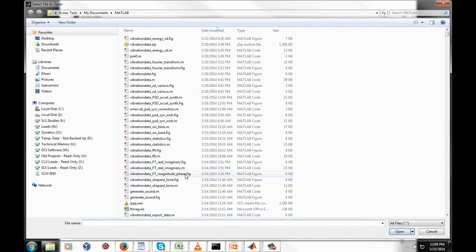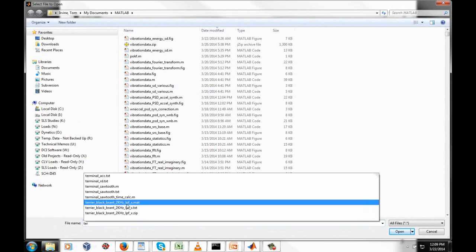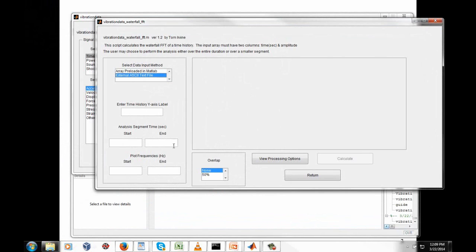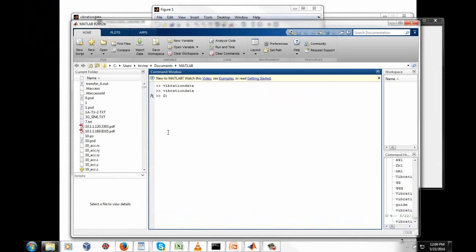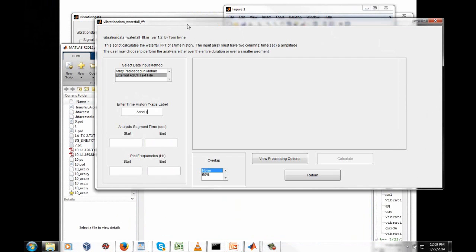So let's call in that Terrier data. So this is Terrier underscore Brant underscore 2 kilohertz, that's 2 KHz underscore LPF underscore X dot. Let's do the text file there. Okay. So it's going to be acceleration G, that's the y-axis. And then the time history pops up too. Acceleration G for the y-axis here.